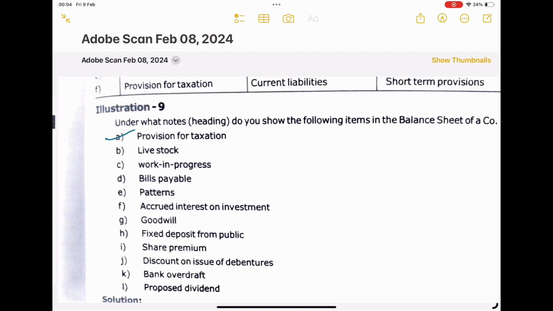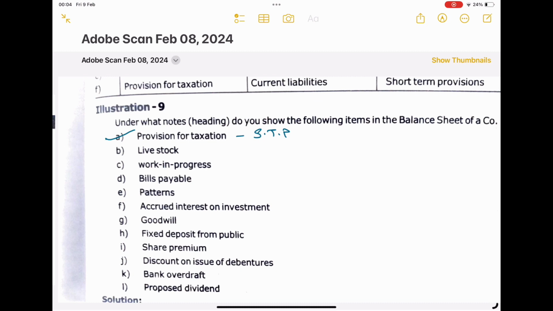So provision means a part of profit kept aside for future purpose. That is the meaning of provision. So for a particular purpose we are going to keep a certain amount, that is provision for tax. For future payment of tax, now I am keeping a certain part of my profit. Okay, so these provisions will be considered, we are going to write it in short term provision.